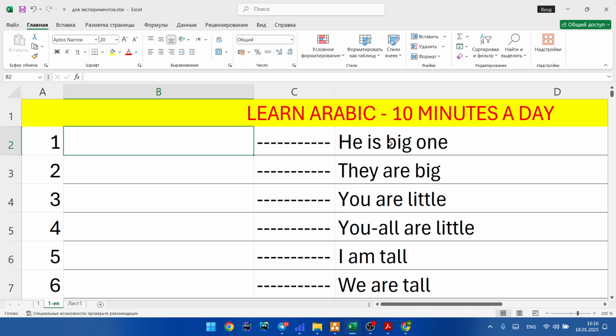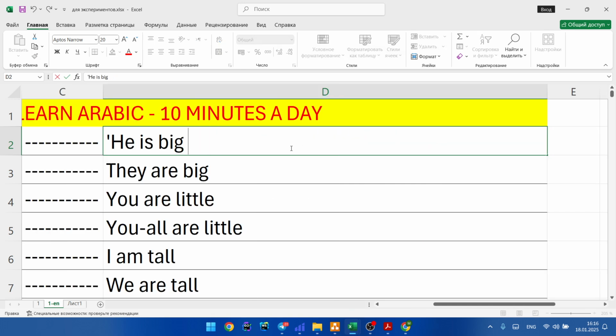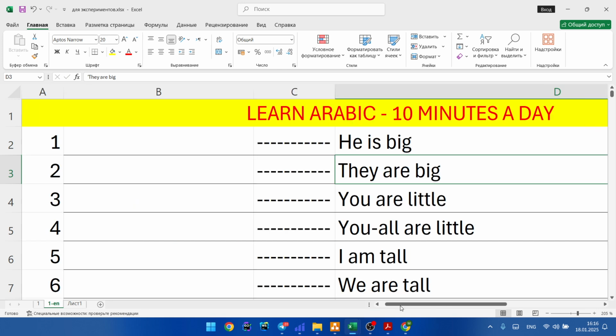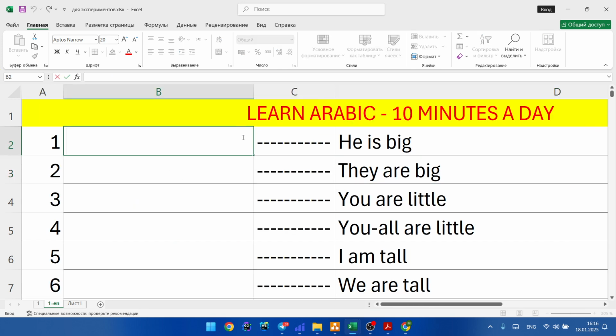How to say he is big? He is big. How to say he is big in Arabic? How to say he is, or just he? We say huwa. I hope you can read in Arabic. You know al-huruf and harakat, the letters and harakats. Huwa.